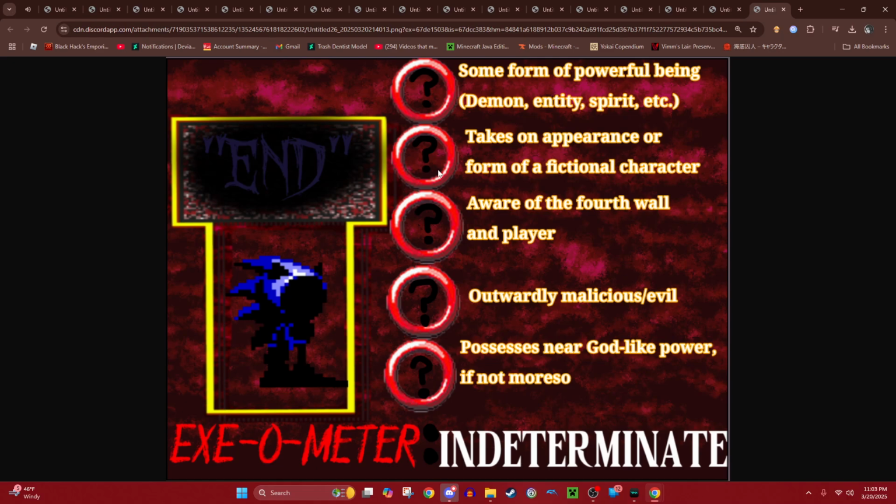Third ring. Are they aware of the fourth wall and the player? There's really not enough evidence to show that it acknowledges the player, or if it can and it just won't. Fourth ring. Are they outwardly malicious or evil? Again, not enough evidence to support that. Sure, they attack us, but we don't know why. We don't know what that's about. We don't know if there's hostile intent behind it. We don't know if it's because they're defending themselves from us because they think we're hostile. We don't know. There is no definitive answer.